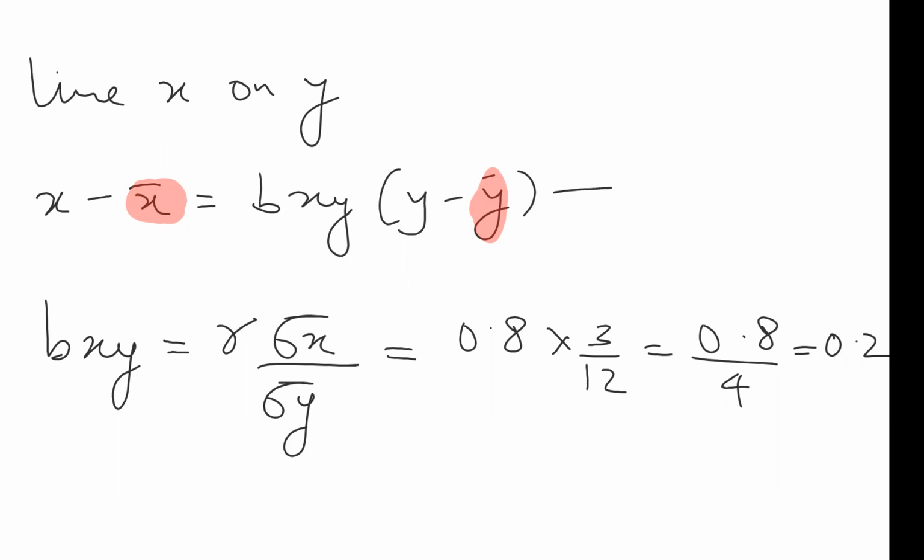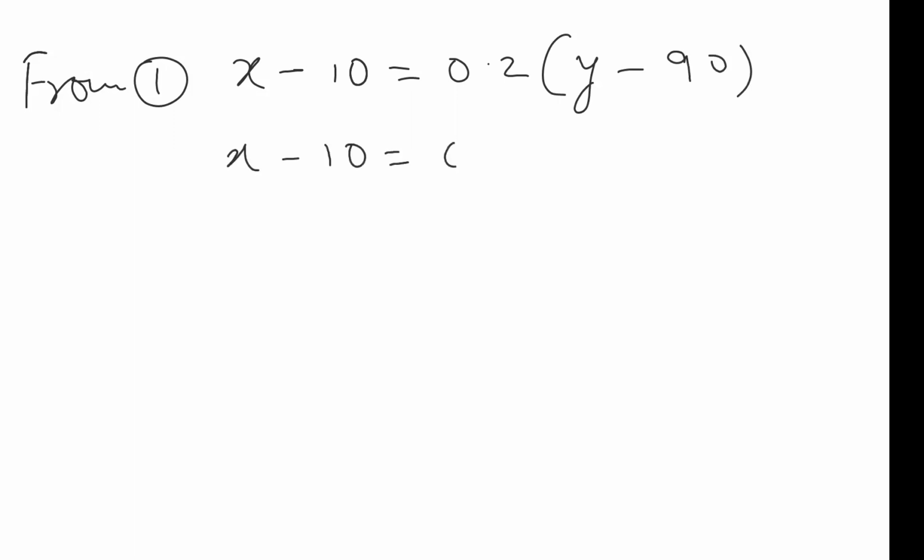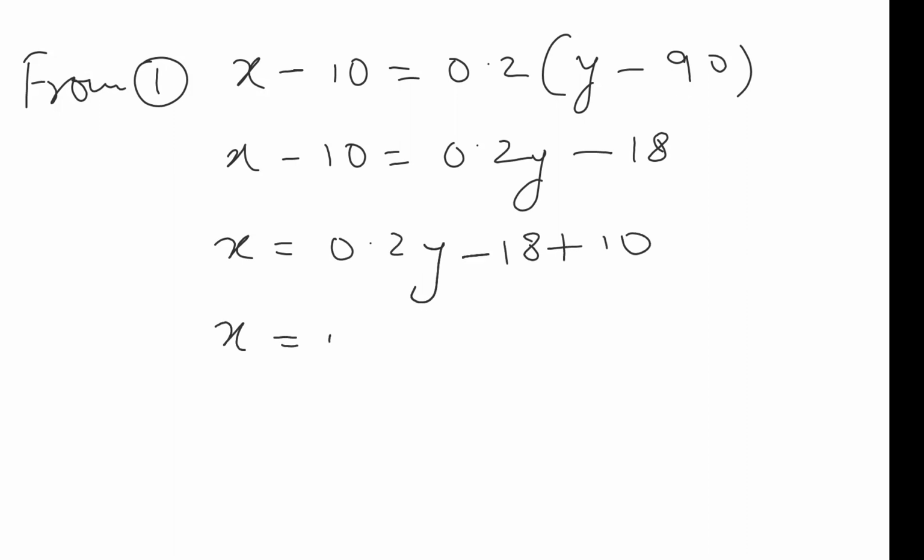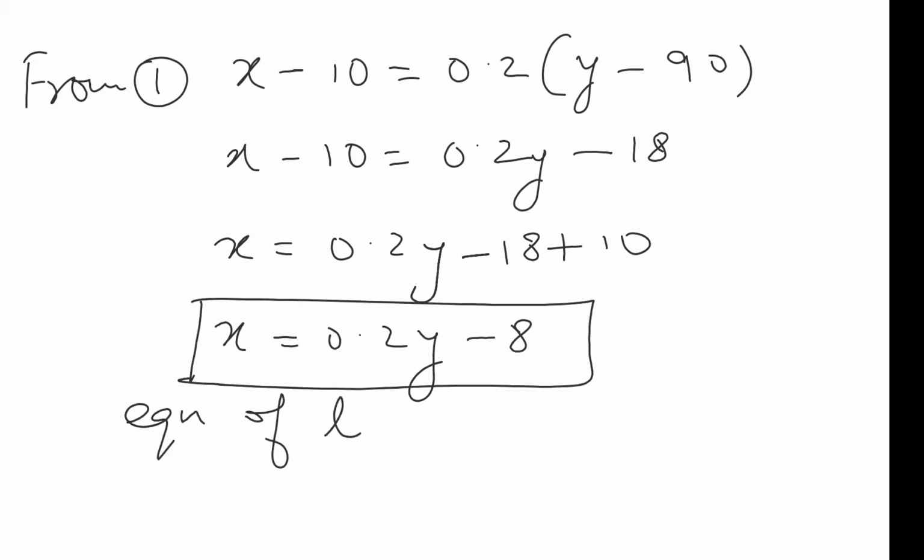Now we'll put it in equation number 1. From 1, x minus x bar, x bar is equal to 10, bxy we just calculated, that is 0.2, y minus y bar, y bar is 90. So x minus 10 equals 0.2 y minus 18. I hope you know how to calculate 0.2 into 90, which will give you 18. So x is equal to 0.2 y minus 18 plus 10, so x is equal to 0.2 y minus 8. This is the equation of line x on y, where x depends on y. So the first line we have already calculated.